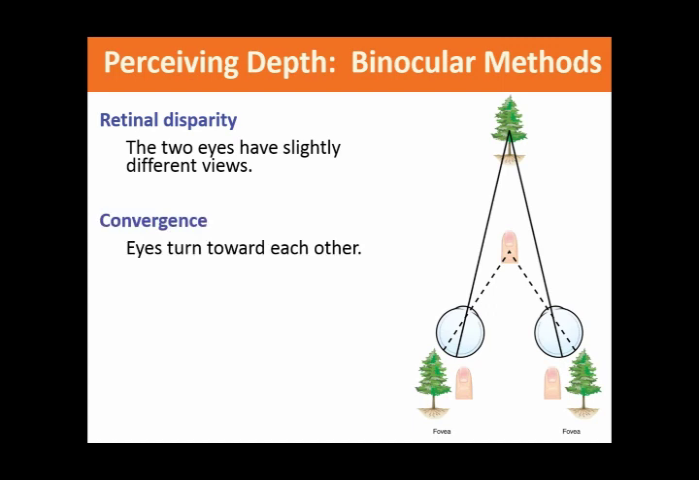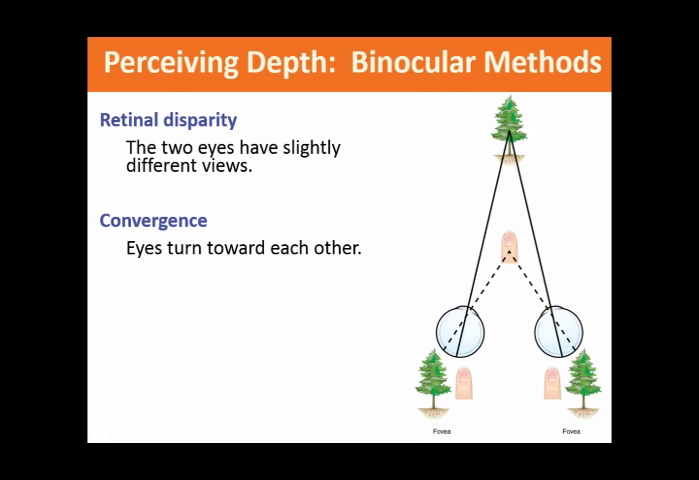Convergence is how much your eyeballs have to turn inward in order to look at the object. So for items that are closer to your face, you're going to have to cross your eyes more to continue to look at them. That sends a little muscle cue up to your brain, which your brain calculates in conjunction with the retinal disparity to figure out how far away the object must be from your face.